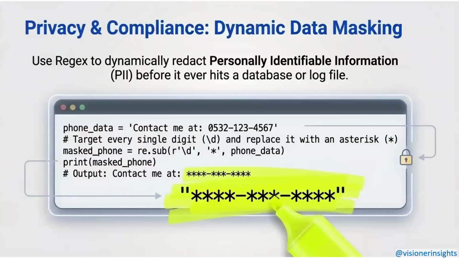And this exact technique is brilliant for dynamic data masking, especially for privacy and compliance. If you're handling personally identifiable information, or PII, you obviously can't leave it in plain text. Take a look at this incredibly elegant line of code: re.sub(r'\d', '*', phone_data). Just a few characters and Python instantly targets every single digit in that string and swaps it for an asterisk. The formatting stays totally intact, but the sensitive numbers are compliantly redacted way before they ever hit a database.